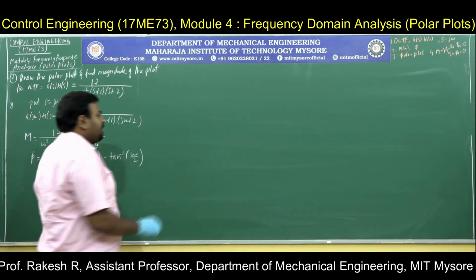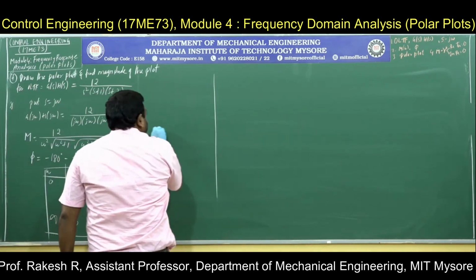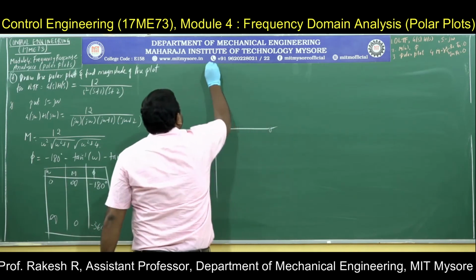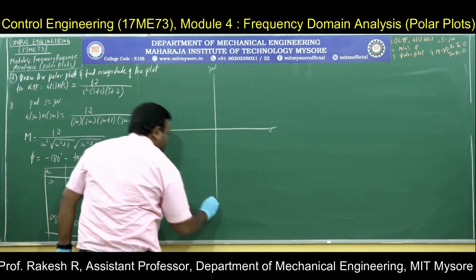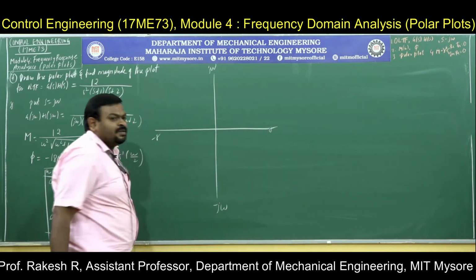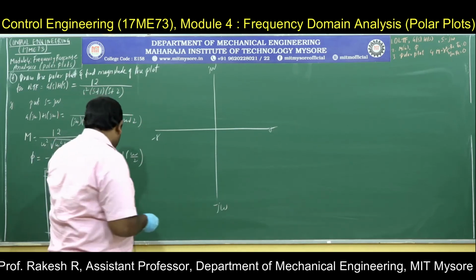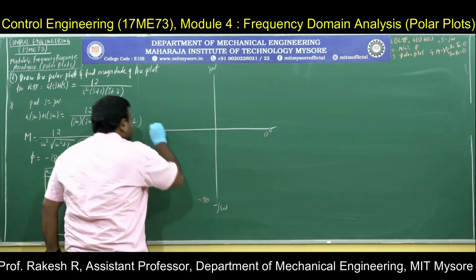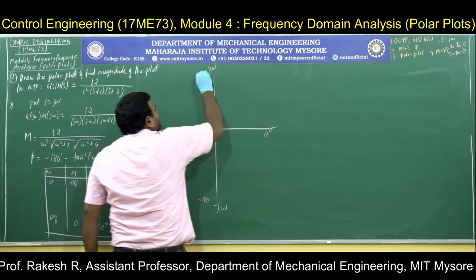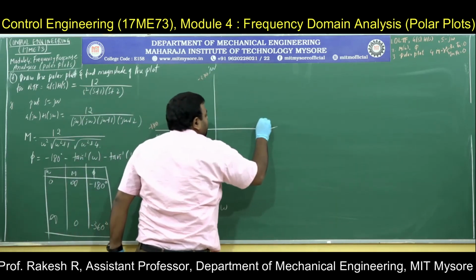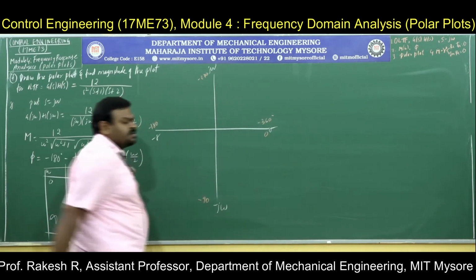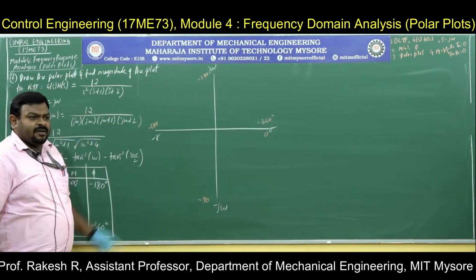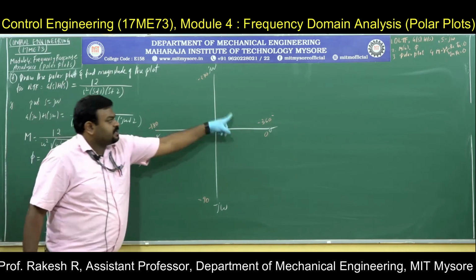Then locate the polar plot. This is the axis with σ and jω. So where does the plot start? The plot starts at minus 180, with 0, minus 90, minus 180, minus 270 and minus 360 degrees marked. So how do we take it? What is the direction? Like this or like this?